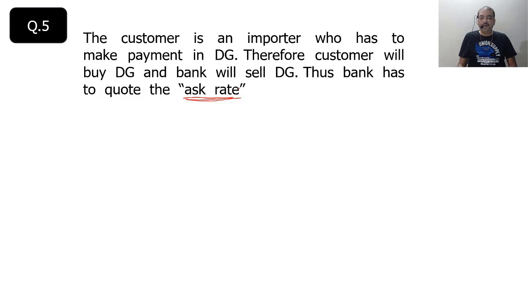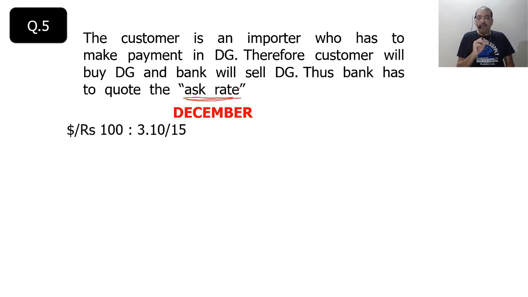First, we'll calculate the rate for December. First, we'll write the rate given to us, rearrange, then find the rates. Now, let us see the procedure. Mark the steps over here. First, I write the rate in the bid to ask format. Dollar to 100 rupees, indirect quote. But I write it in the format of bid to ask: lower rate first, then higher rate.